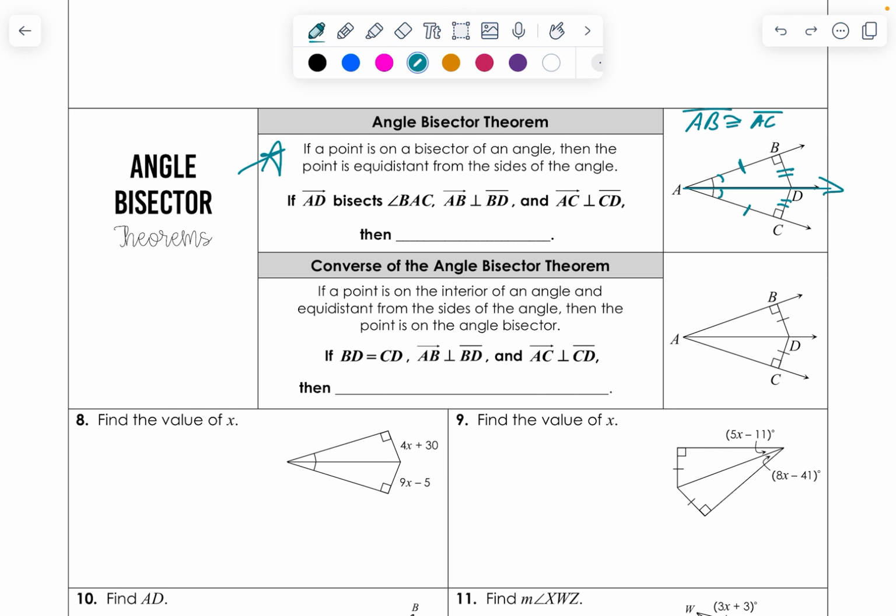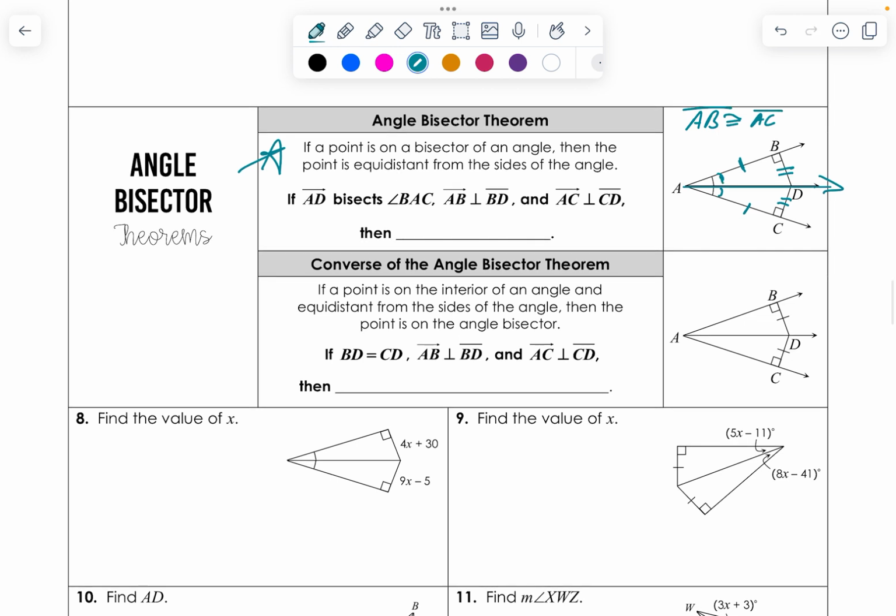So a lot of equals here is what we're seeing. We're seeing these two little angles are equal because it's bisected. We see AB congruent to AC, and then we also see BD congruent to CD. So if AD bisects the angle, and we see these perpendiculars, right, then what we see is BD congruent to CD. That's what we're saying here.